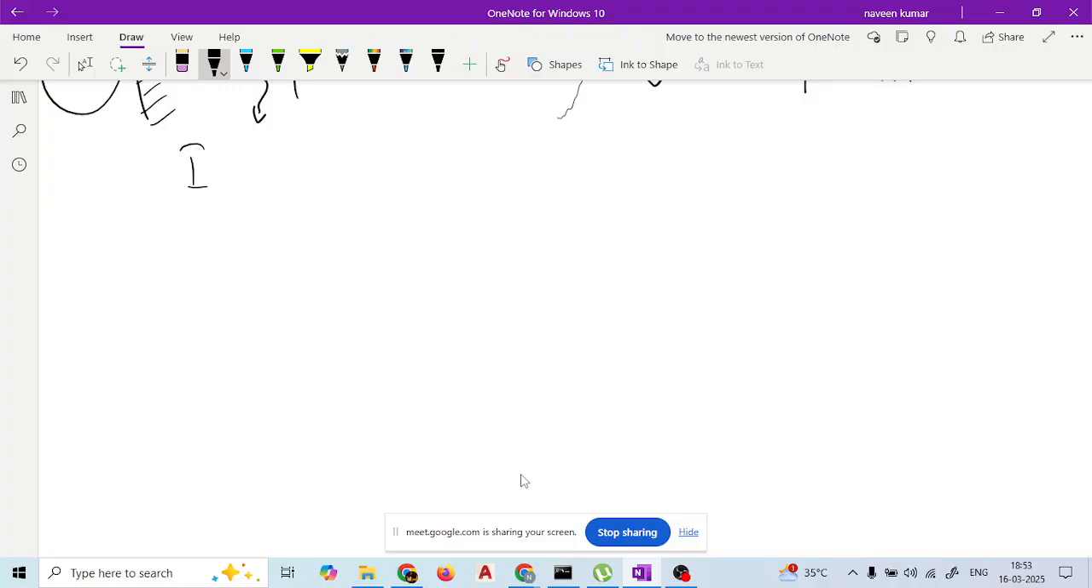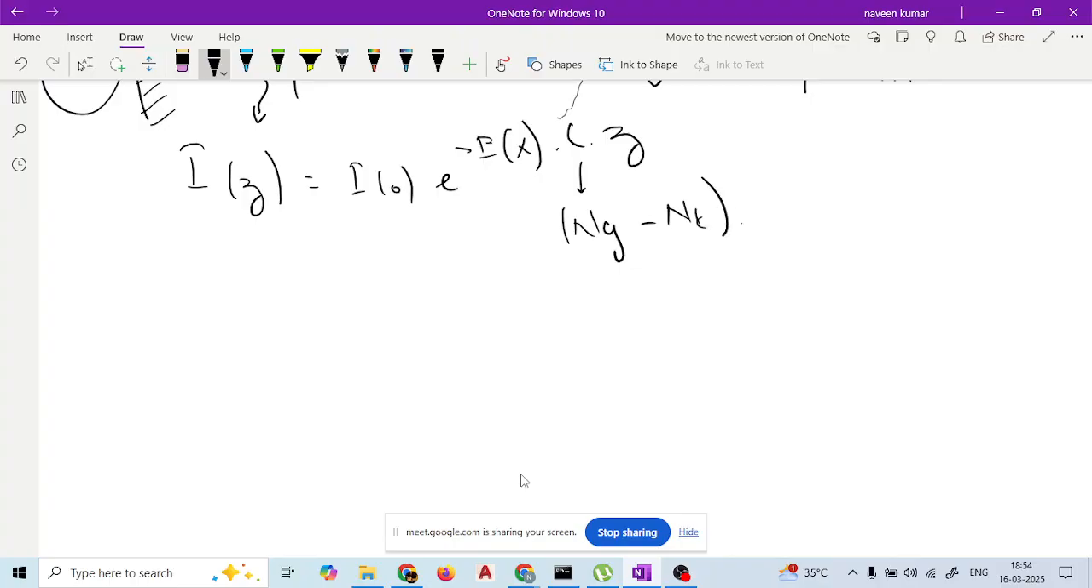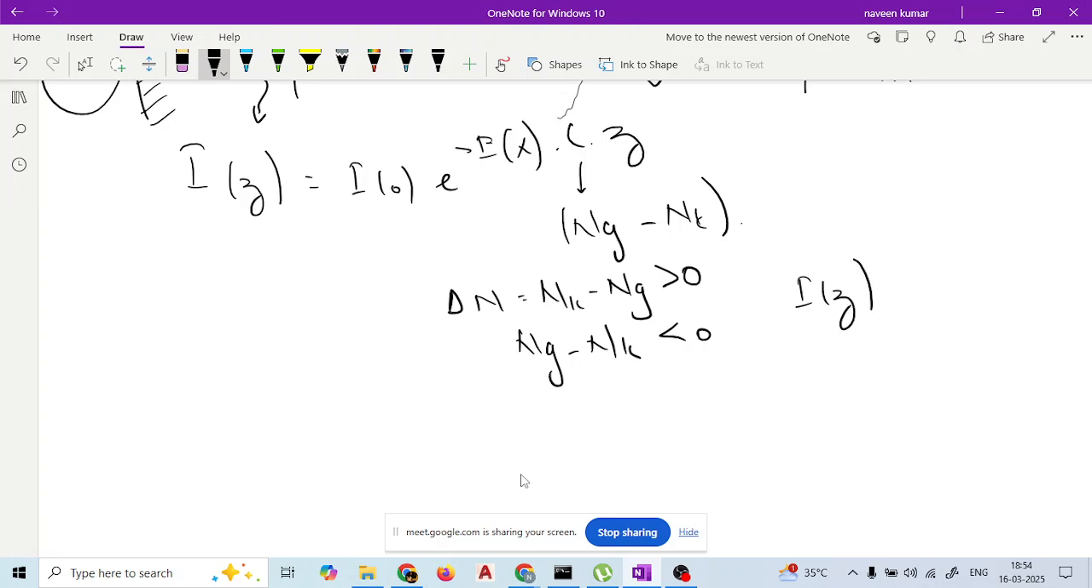I of C is equal to lambda dot C dot G. Delta n is equal to Nk minus Ng, that is greater than 0, and Ng that is greater than Nk.